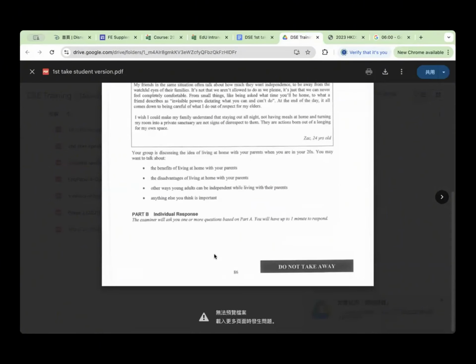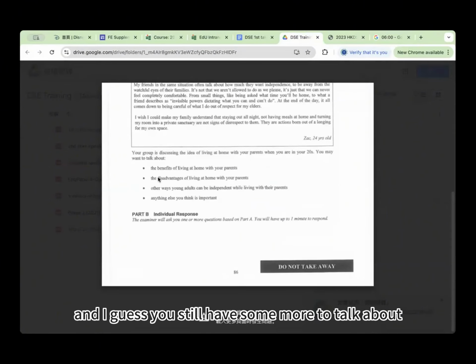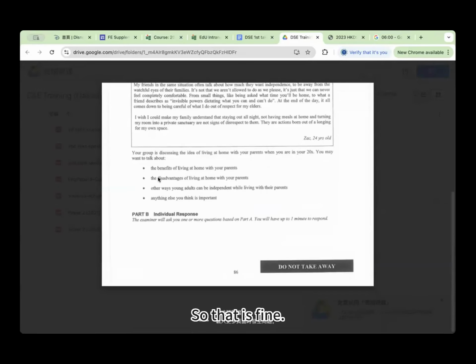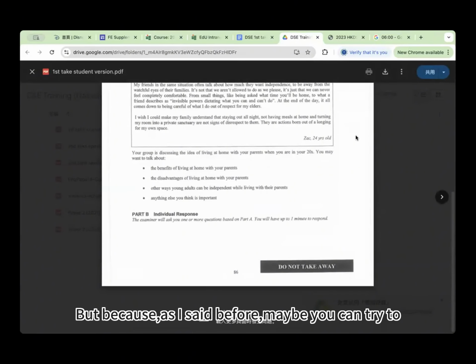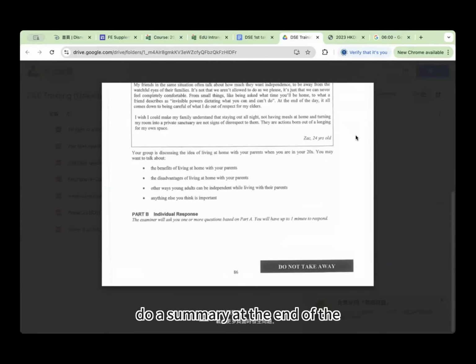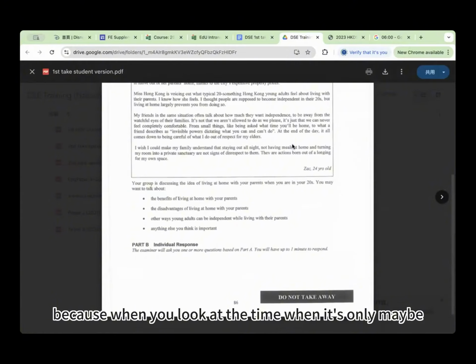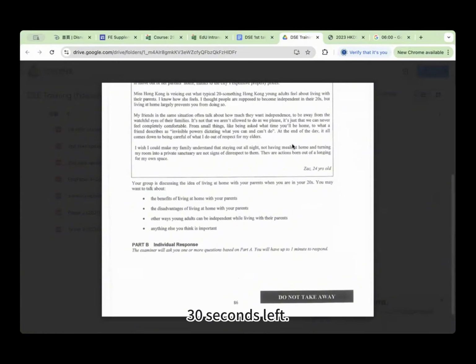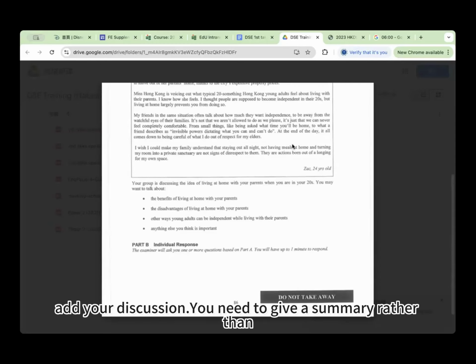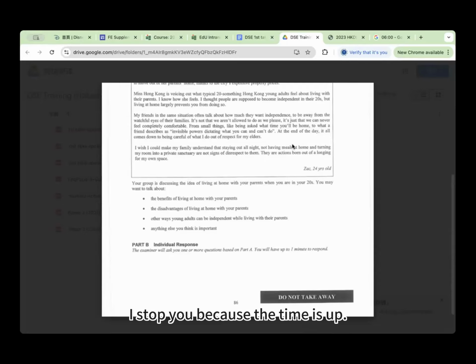But you only talk about the first two, and I guess you still have some more to talk about on the disadvantage, so that is fine. But as I said before, maybe you can try to do a summary at the end of the discussion, because when you look at the time and it's only maybe 30 seconds left, then you need to know that you have to end your discussion. You need to give a summary rather than I stop you because the time is up.